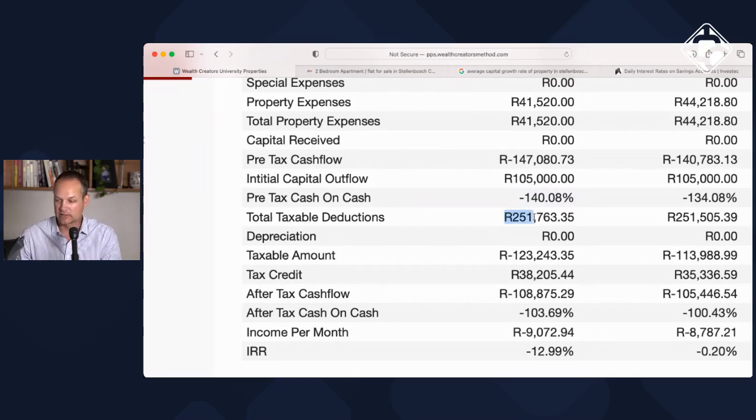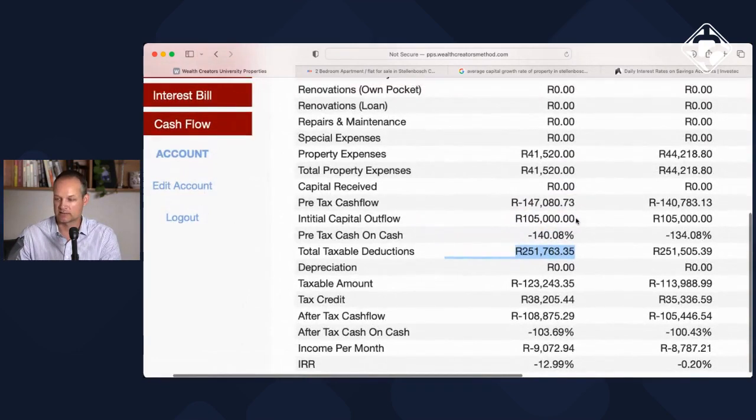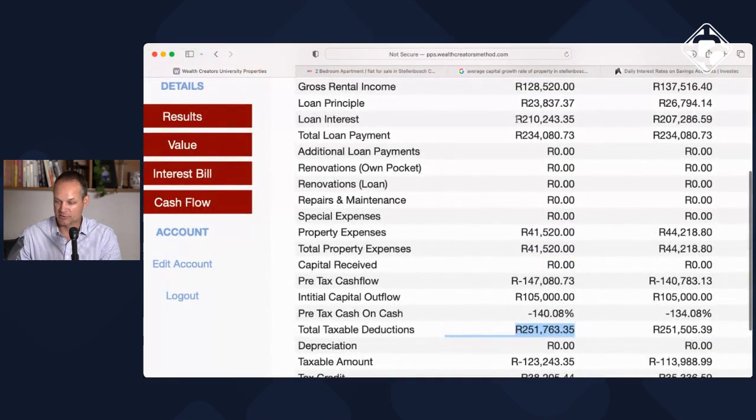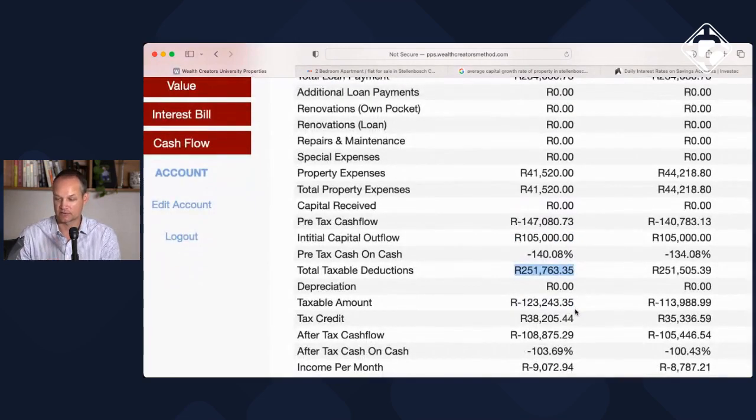Total taxable deduction. So this is the important one. What does that mean? Again, what are the allowable deductions that I can deduct? Well, my interest payment is an allowable deduction. That's 210,000. And my property expenses are an allowable tax deduction. That's 41,000. Combine the two together, 251,000 is my taxable deductions.